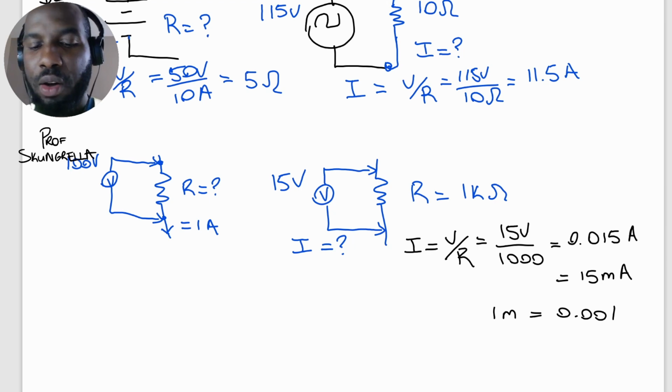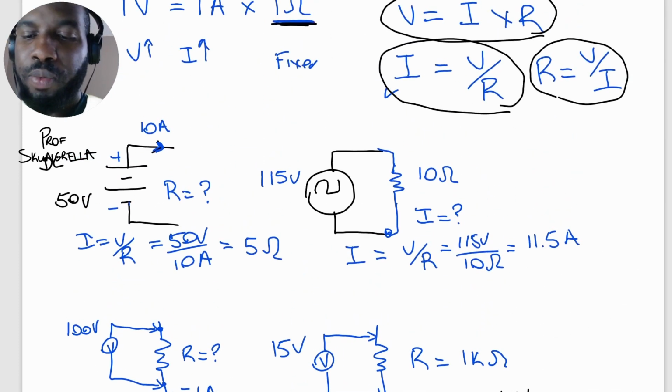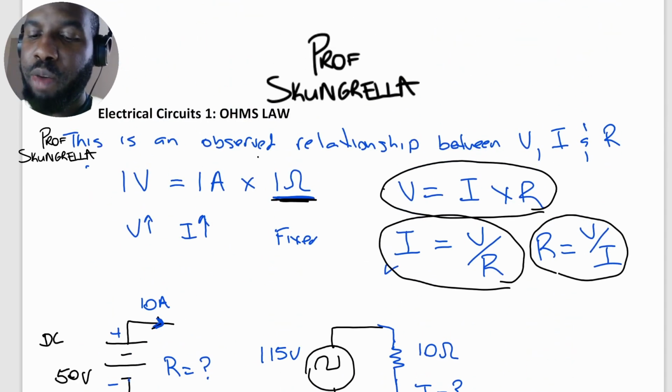All right. On this side here, we know that resistance is going to be equal to voltage over current, which is equal to 100 over 1, which is equal to 1 ohm. Right? So again, these are examples in using Ohm's law, right? Knowing simply this relationship right here, we just change the subject of the formula and we are able to calculate the unknown. Okay, so in our next lesson, we're going to look at power and also energy efficiency.